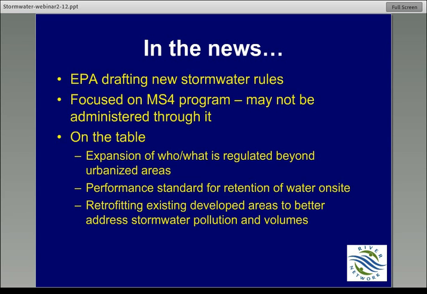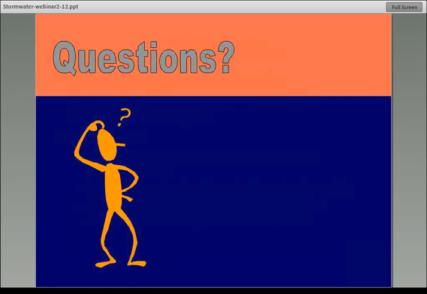Also on the table are a specific performance standard for retention of water on site, and attention to how we look back at the existing development that's already in our municipal areas, and how we retrofit to deal with stormwater that's flowing over the impervious areas, the rooftops and the roads and the sidewalks that are already in our developed areas. It's not clear how that's going to come out.